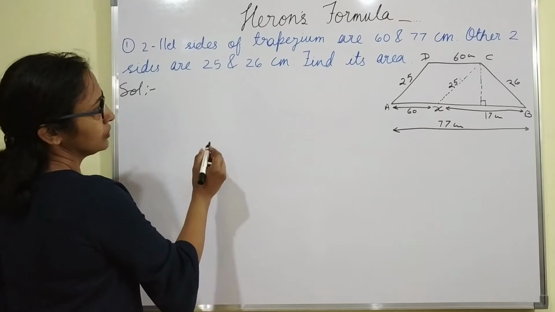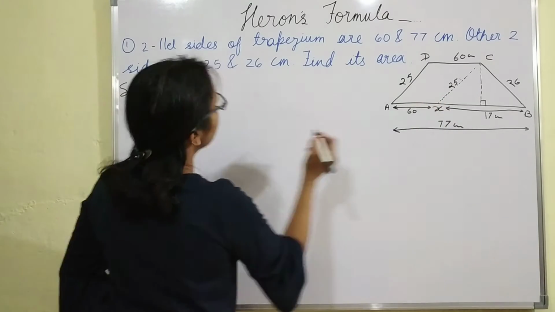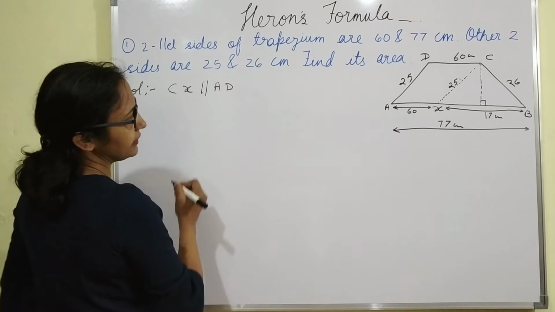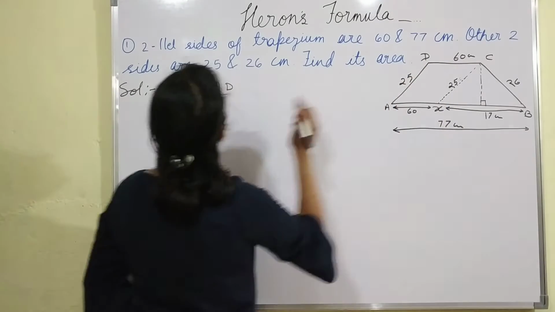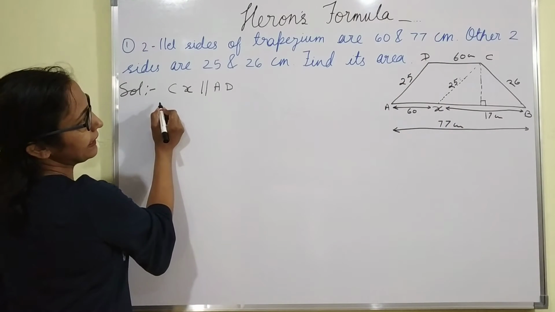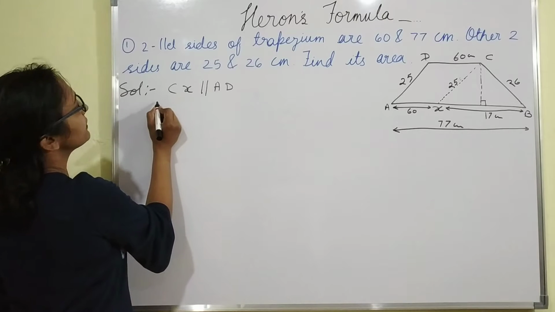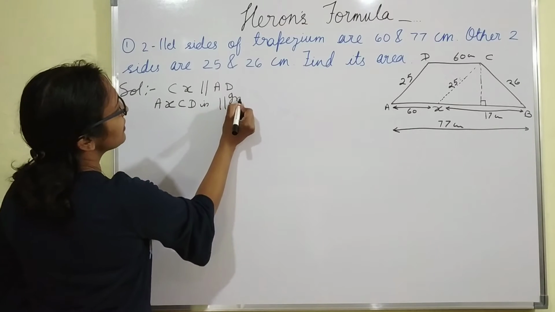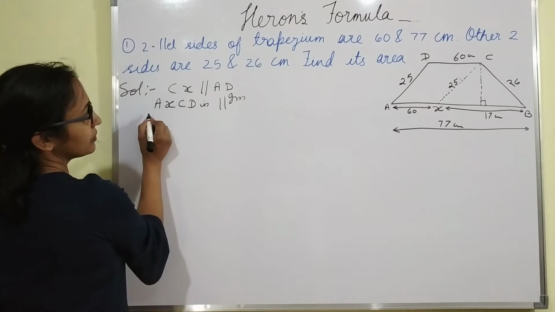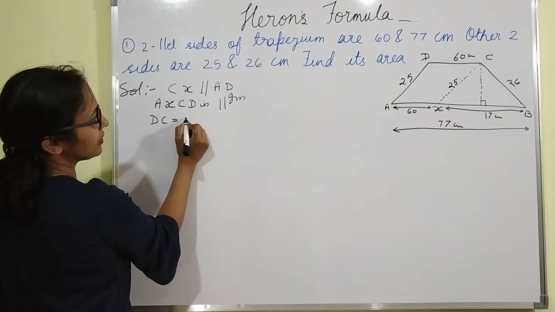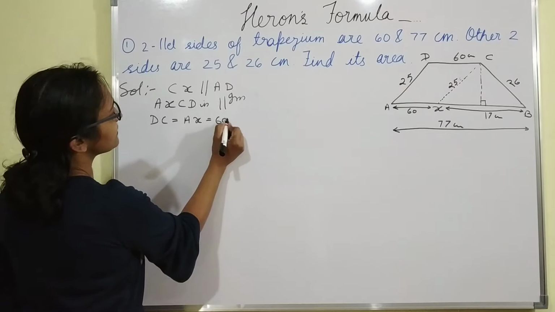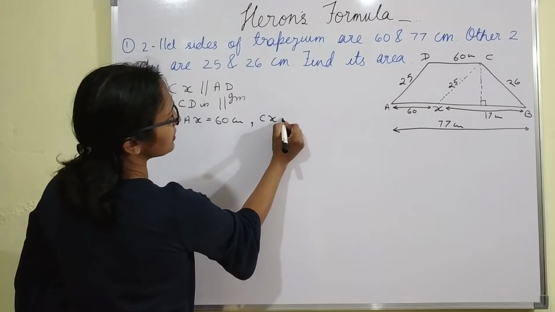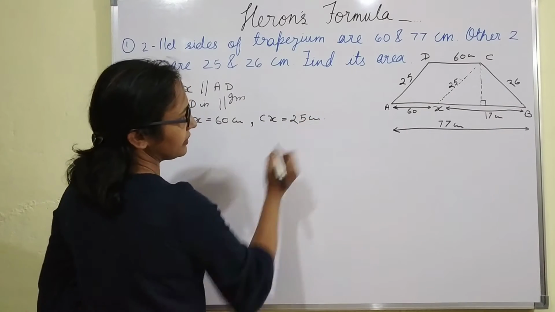Solution. So CX is parallel to AD. So we got AXCD. AXCD is a parallelogram. DC equals AX equals 60 centimeter and CX equals 25 centimeter.